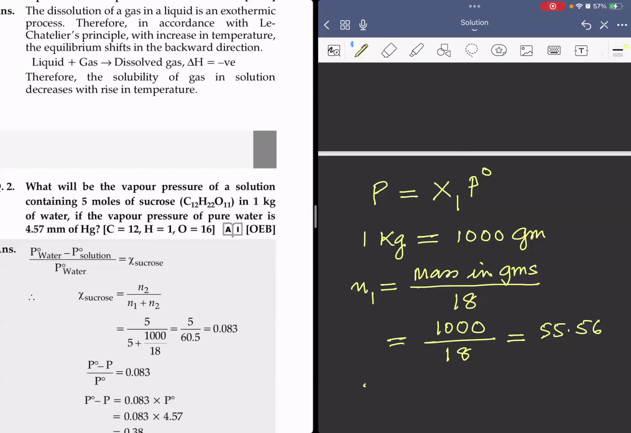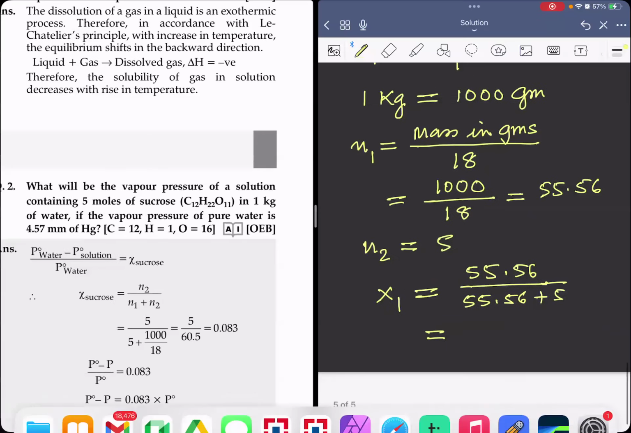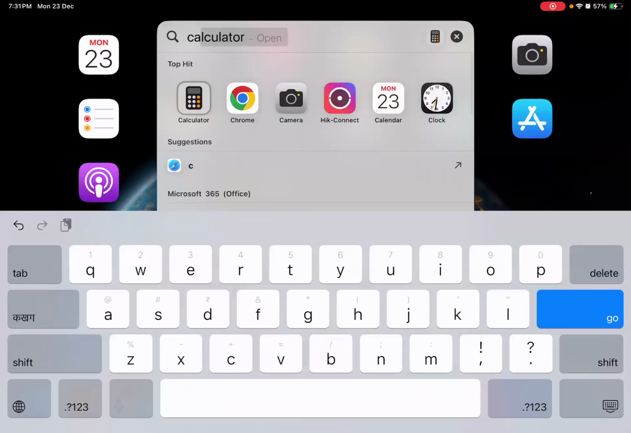What is the number of moles of solute given? 5 moles of sucrose. So number of moles of solute, which we write as N2, is 5 moles. So what is the mole fraction of the solvent then? X1, the mole fraction of the solvent, will be the number of moles of the solvent, that is water, which is 55.56, divided by the total number of moles. So total number of moles will be 55.56 plus 5 moles of solute, sucrose, isn't it? Let's calculate using the calculator.